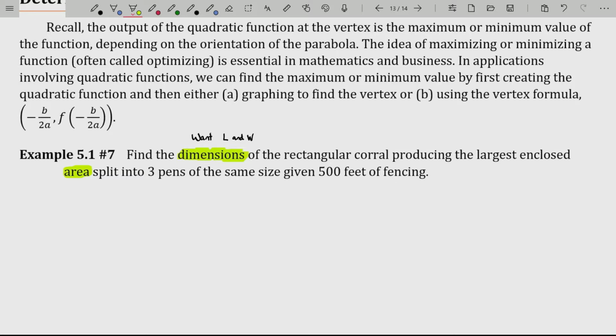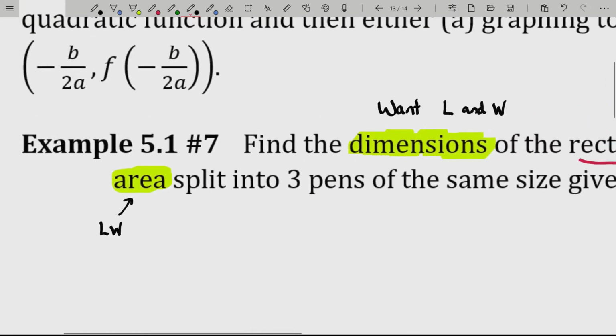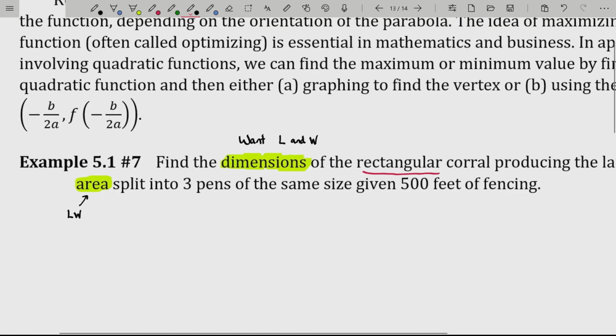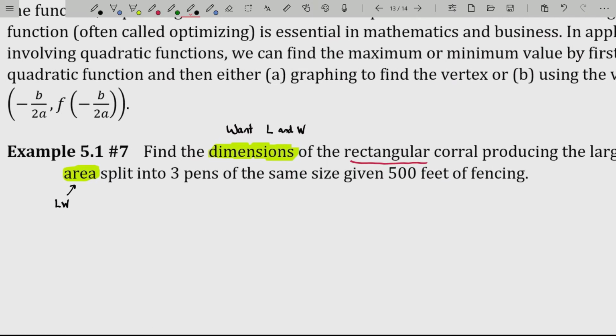And as long as we know it's a rectangular corral, which they told us it is, then I know area is just length times width. So let me write that down as well. I'll zoom in on that. So I'll point an arrow at that and I'll just say it's length times width. And we're going to split that into 3 pens of the same size, and we are handed 500 feet of fencing. Okay, now I'm going to draw a picture.